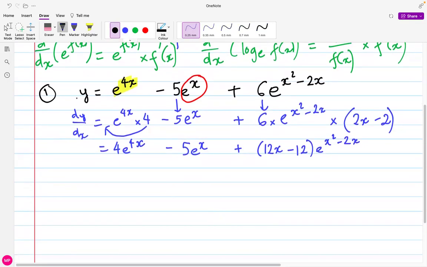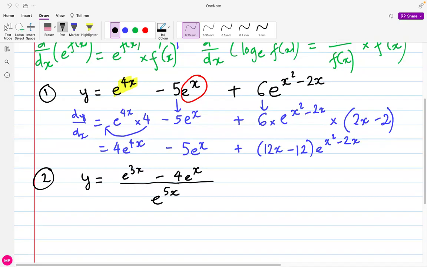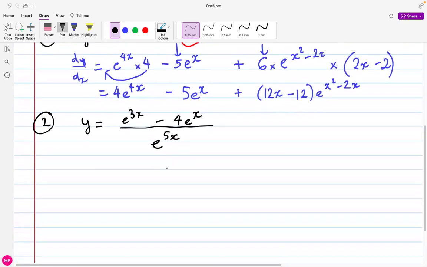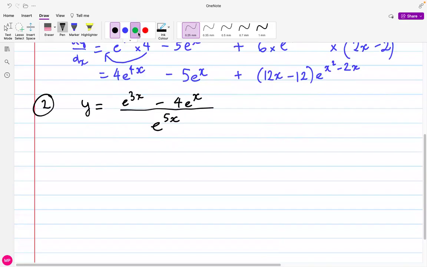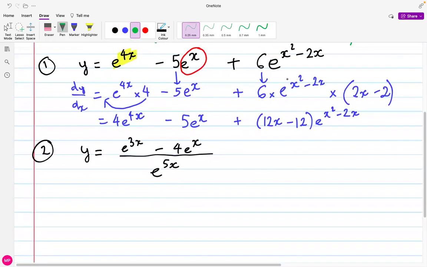All right. Now, let's do the second example. Let's say this time I want to do something like a to the power of 3x minus 4 a to the power of x, over a to the power of 5x. To derive this, you always have to expand and make them into individual terms like this.